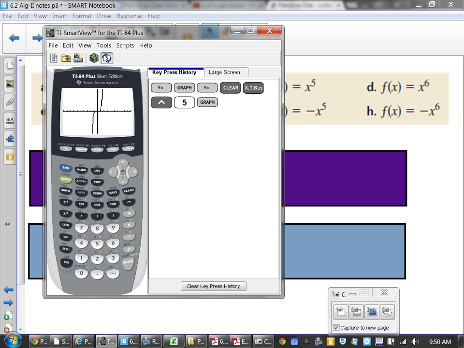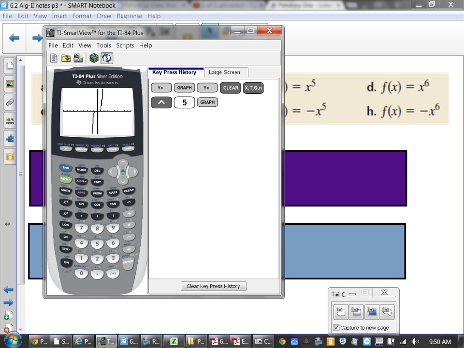Put in x to the 5th. Did you do x to the 5th or x times 5? What's your window at? There's your problem. Go to a negative 10 by 10 window, okay? That helps visualize it a little bit.